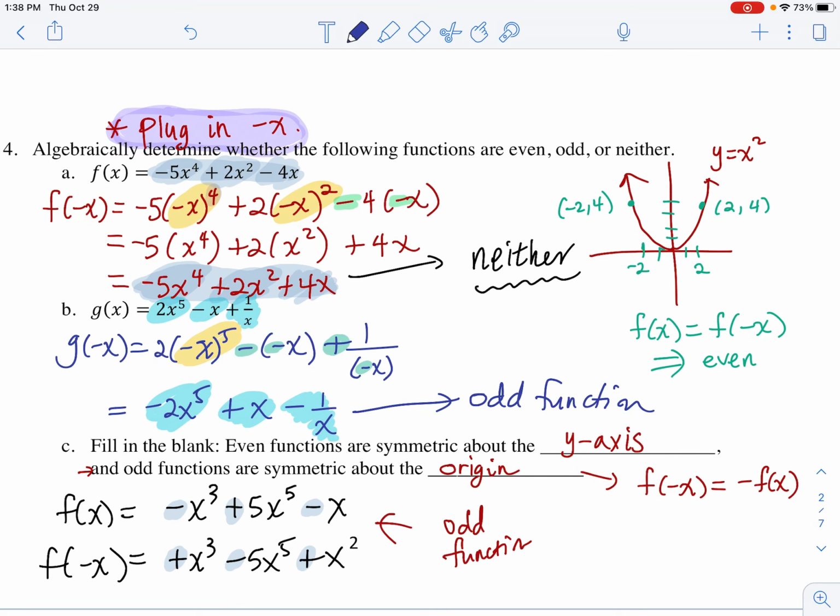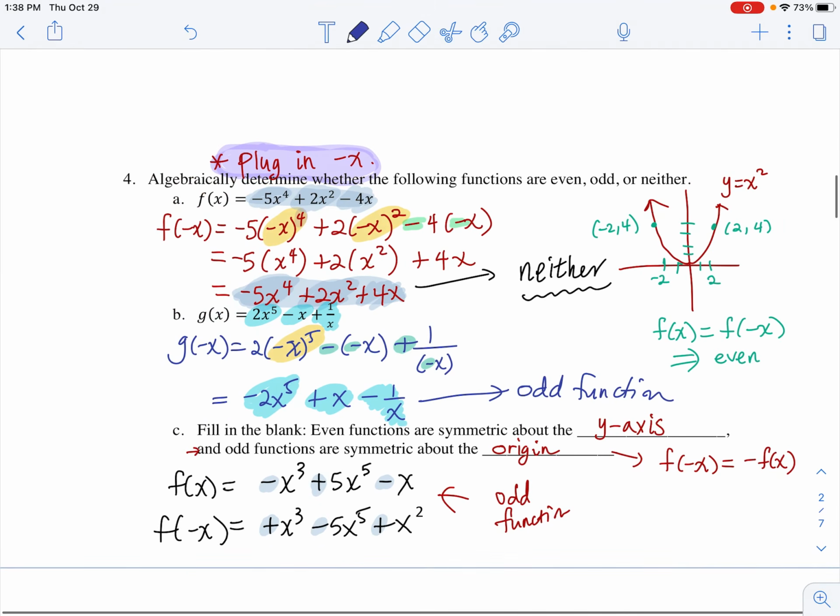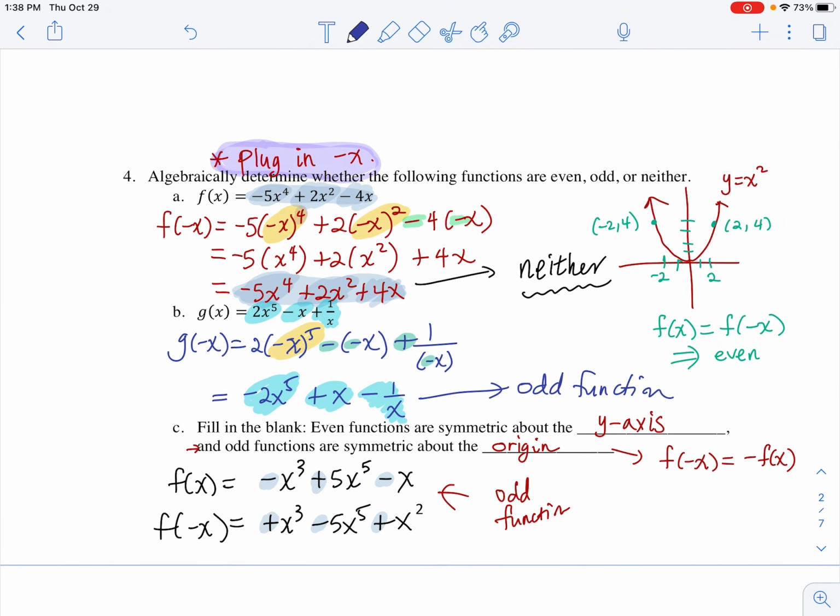You can't just tell me it's either even, neither, or odd without showing me this algebraic work, okay? So please show me the work on number 4 when you are doing this. I'm going to stop this video and then I will go over number 11 in another one.